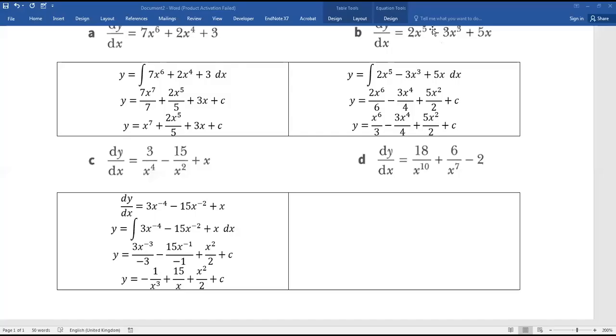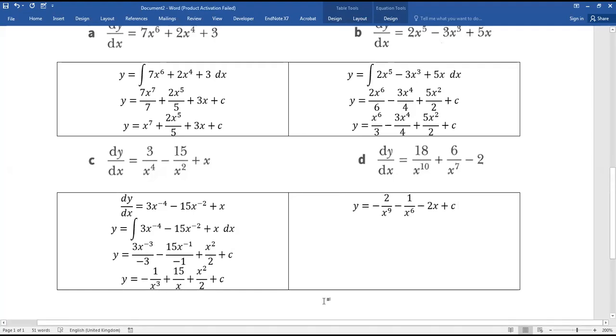And the next one. Let's see. So you're telling me y is, what did you get? Minus 2 upon x power 9, minus 1 upon x power 6, minus 2x, plus c. Good. So this is something that we have taken care of. This is very easy. We'll do a couple more parts maybe, so as to understand, for a very long time till you go to A2 level.